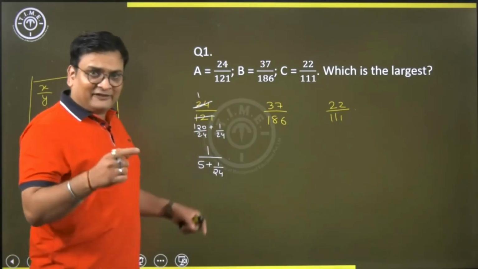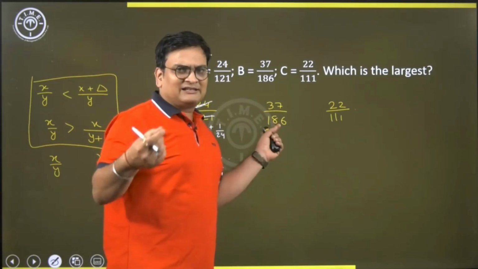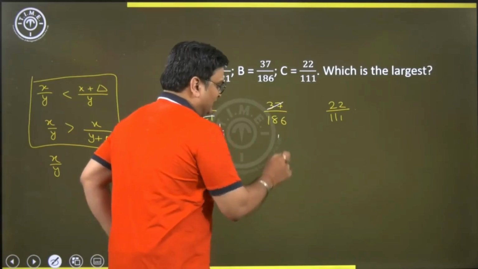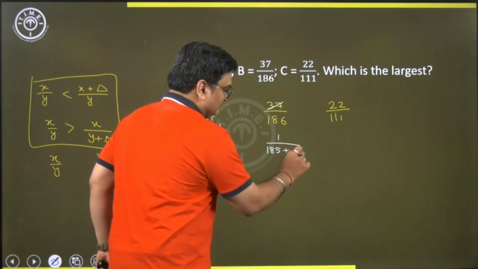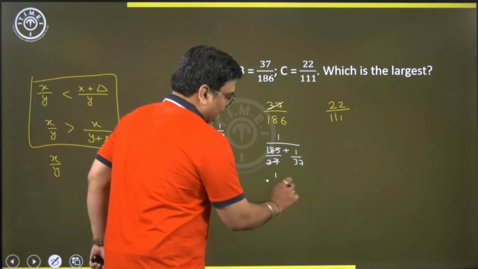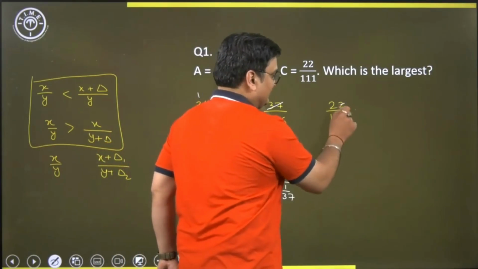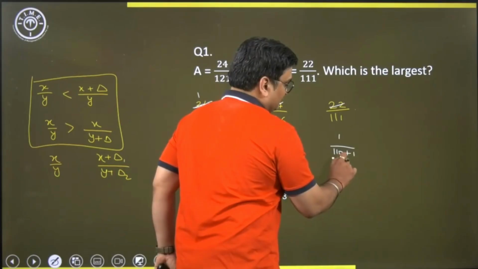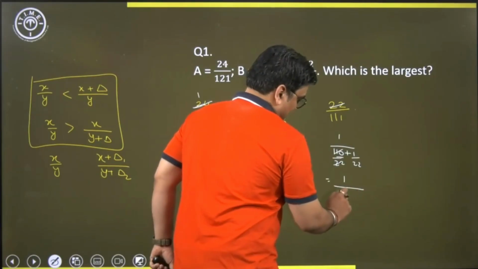For the second fraction, 37 times 5 is actually 185, so 186 is slightly more than 185. Again divide the numerator and denominator by 37. 37 by 37 is 1, and 186 I write as 185 plus 1. So this will give us 1 by 5 plus 1 by 37. Similarly here also, 22 by 22 will be 1, and 111 I can write as 110 plus 1. So 22 will go 5 times, plus 1 by 22.